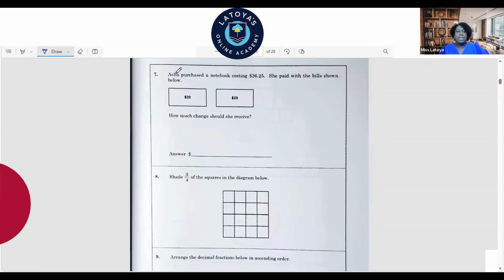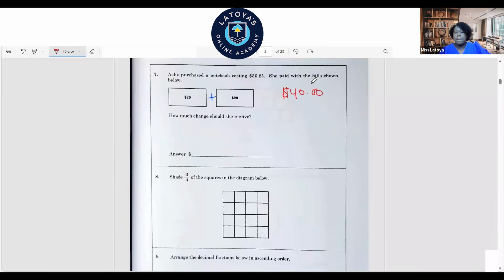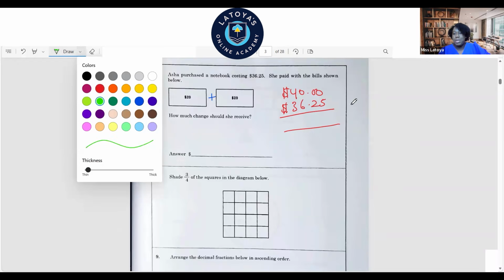Question 7. Asha purchased a notebook costing $36.25. She paid with the bills shown below. How much change should she receive? What do we do when we are calculating change? We subtract. She's paying with 20 plus 20, and that is $40. So if she pays with $40 and it's costing her $36.25, we need to subtract to get her change. Yes, this question can be done mentally, but I'll be working it out.